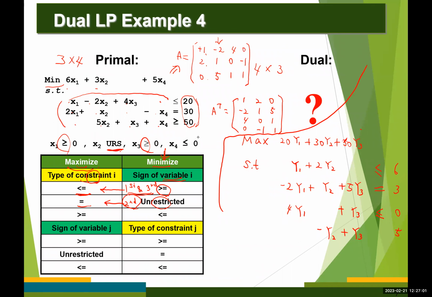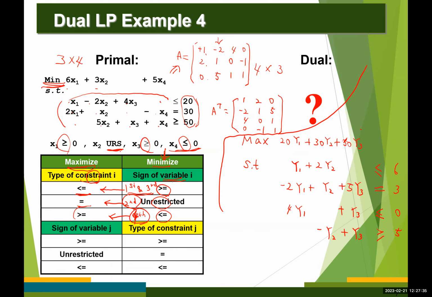If you continue on that, in the minimization problem, the fourth decision variable has a less than or equal sign. So the fourth, last decision variable in the minimization problem has a less than or equal sign, right? This implies that the fourth constraint in the maximization problem must have a greater than or equal sign. Okay, so we completed the constraints.